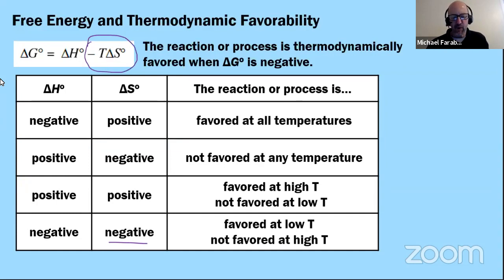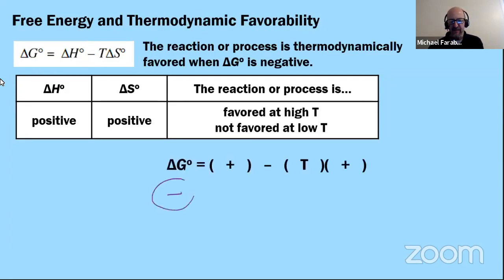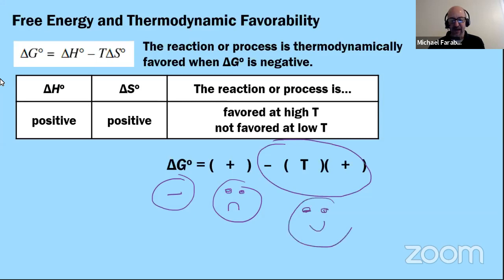So I'm going to go ahead and explain a little bit more about these last two scenarios. When I say favored at high temperatures or low temperatures, what does that mean? So these are my it depends situations. Okay, so I want delta G to be negative. That means it's favored. This is not helping me. However, this is a good thing and therefore could potentially make the overall value of delta G negative as long as this T is large enough.